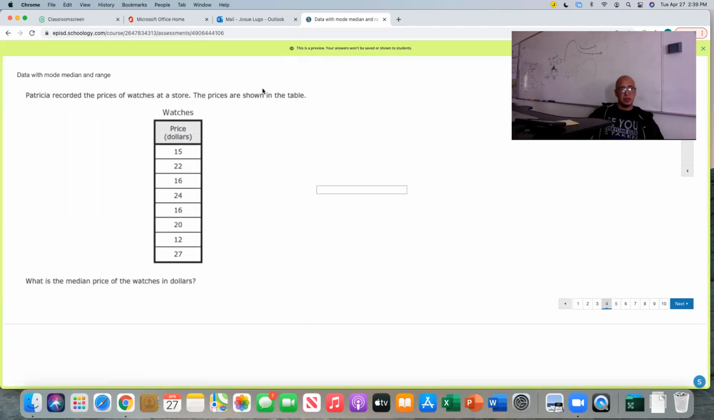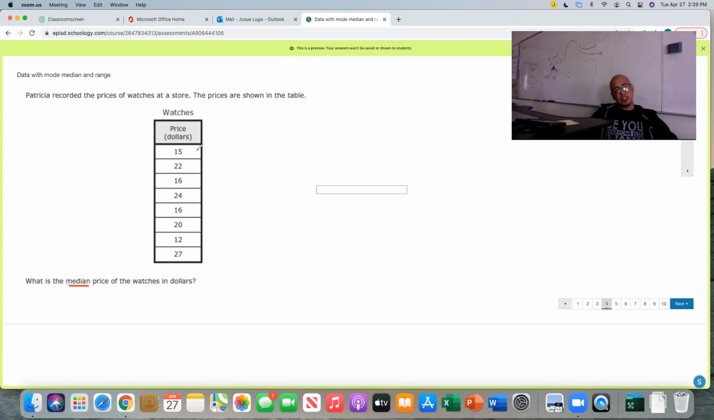Moving on. Patricia recorded the prices of watches at a store. The prices are shown in the table. What is the median? Ladies and gentlemen, the median is the one in the middle. And if there are 2 in the middle, then you add them and divide by 2.